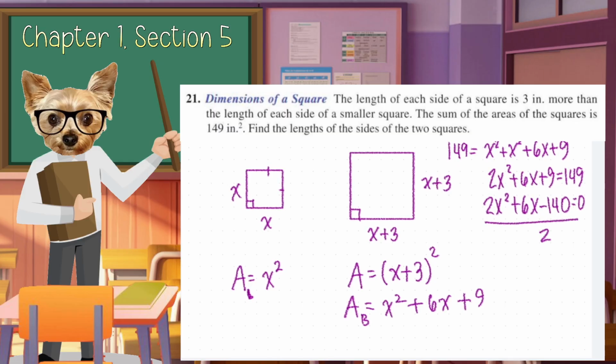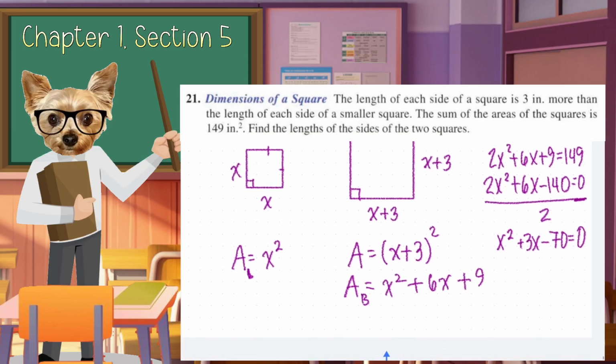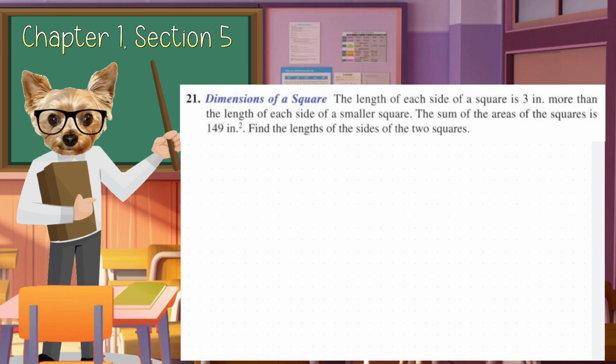Let's divide everything by 2. You can divide by a constant. You just can't divide by a variable to get rid of it, right? So what's left? x squared plus 3x minus 70 is 0. From here, we're going to factor to continue solving x squared plus 3x minus 70.